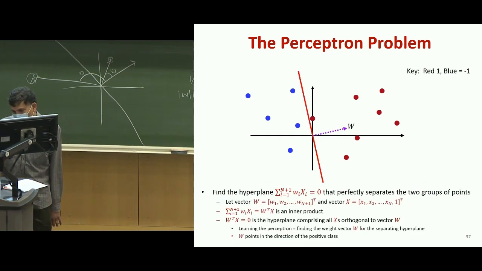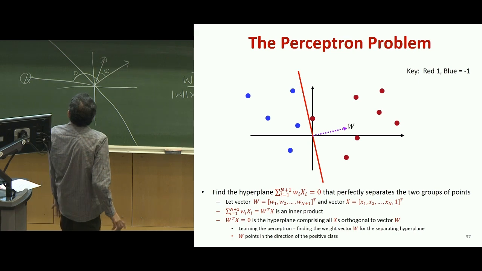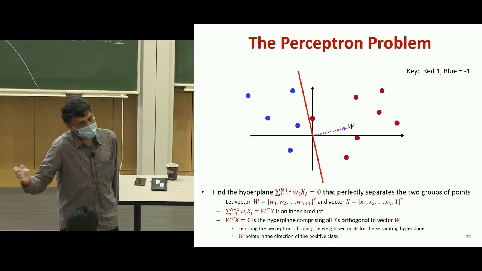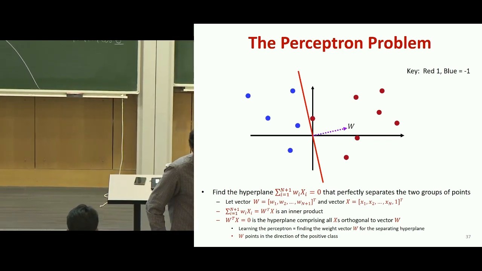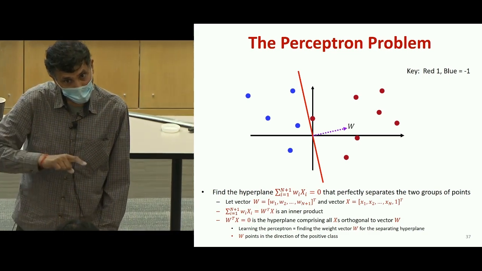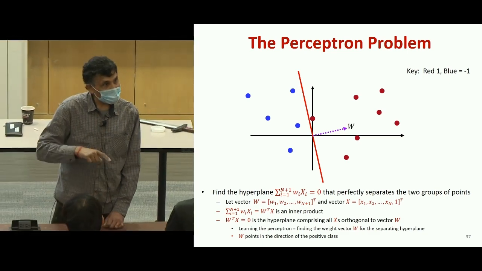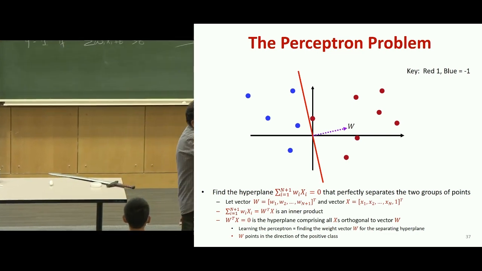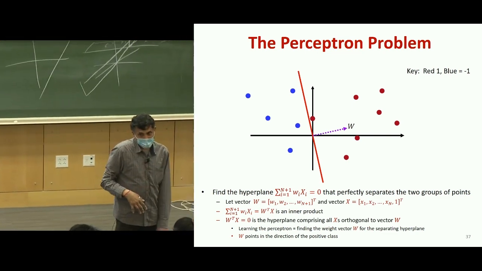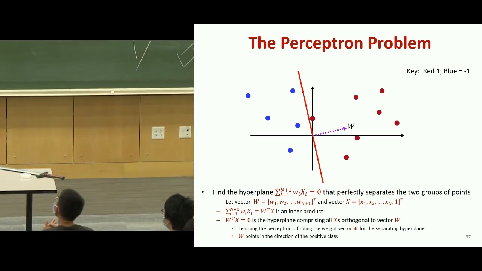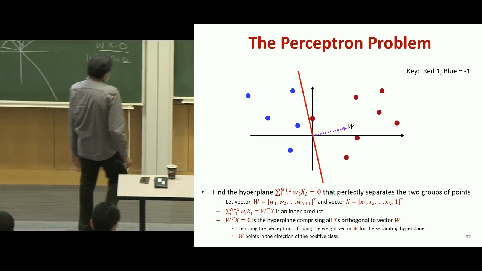So now we're going to use this. And so we want to find the hyperplane which separates the red data points exactly from the blue data points. What this means is that we want to find the vector W such that the inner product between W and the data points is positive for all the guys on one side and negative for all the guys on the other side. Everybody with me so far? Right?